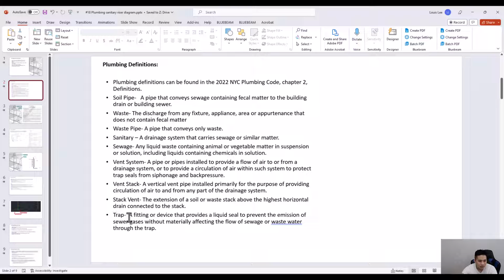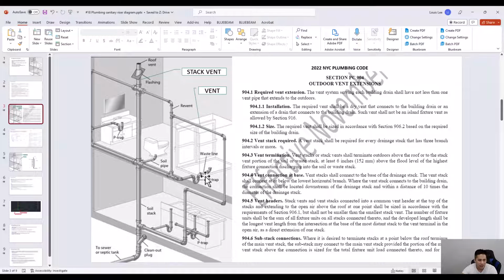Now, a trap is a fitting or device that provides a liquid seal to prevent the emission of sewer gases without materially affecting the flow of sewage or wastewater through the trap. So this trap is what they're referring to as the P-trap here. Okay, these P-traps.